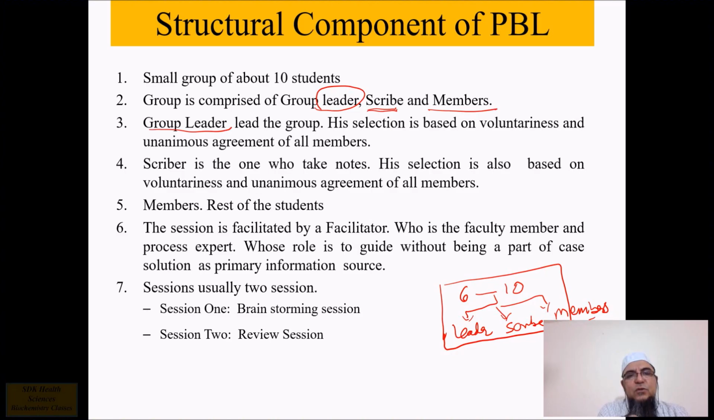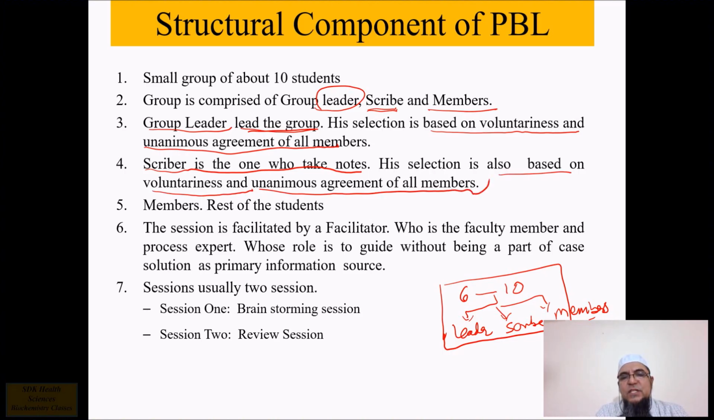The group leader actually leads the group. And his selection is based on voluntariness, like voluntarily they select a group leader, with the unanimous agreement of all the members. Similarly, a scribe is one who takes notes and his selection is also based on voluntariness. He volunteers himself with the unanimous agreement of all the members. And the rest of the students are called members of the group.